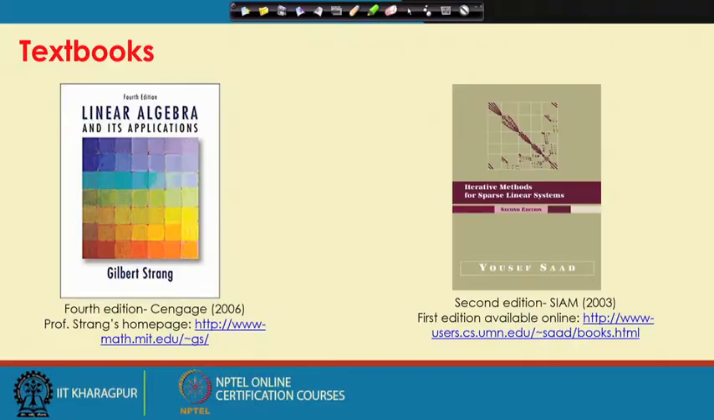also to look into the direct solvers. For the iterative solvers, we will mostly use the second book, which is Professor Youssef Saad's Iterative Methods for Sparse Linear Systems. Its second edition was published by SIAM. The first edition is already available online on Professor Saad's web page, and this book deals with a number of iterative solvers and their issues; the algorithms we will probably directly use from Youssef Saad's book on these solvers.